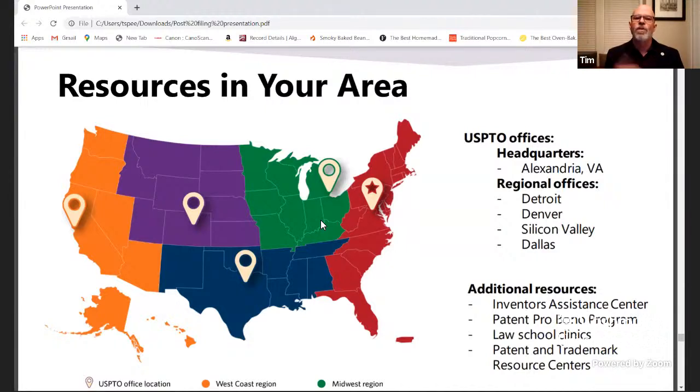So that can be another useful tool, not even for your specific application, but just to give you more knowledge about what these things look like. What does a file history look like? What do the missing parts notices look like? You can get all the specific things. So if you're going to start doing this, go to our website and search public PAIR, or just put it in Google, public PAIR PTO, and it'll come up.